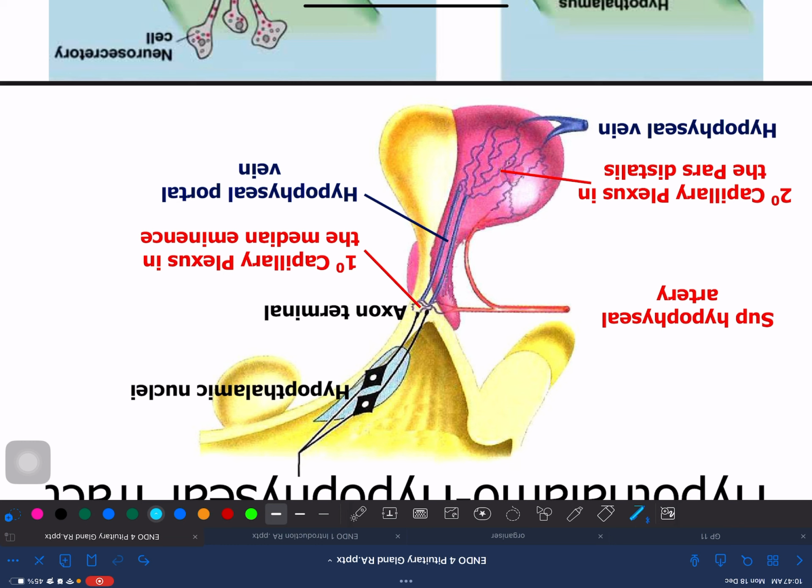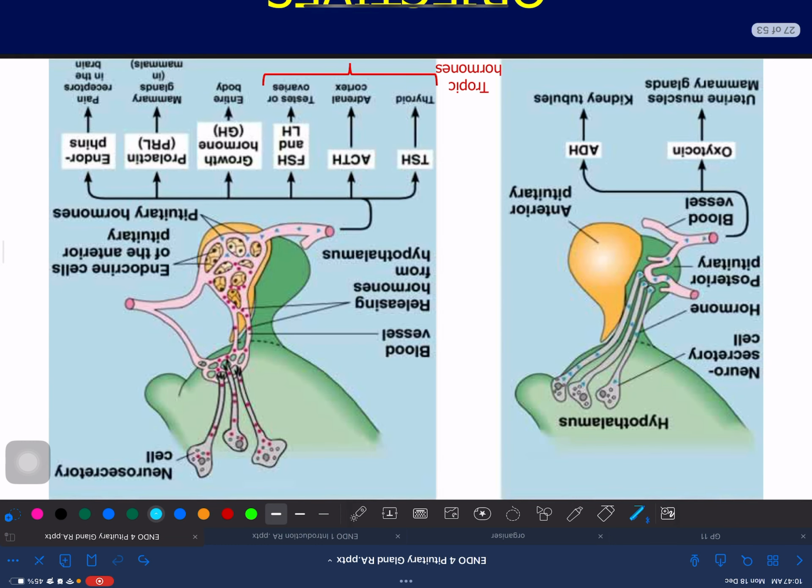So these are just the summary of the hormones. Okay, hypothalamus. This is posterior pituitary, and this is the anterior pituitary. Okay, now we go to the histology part.